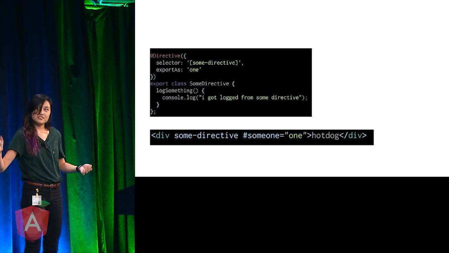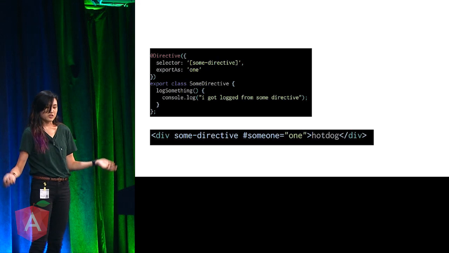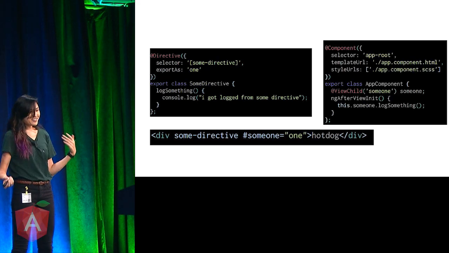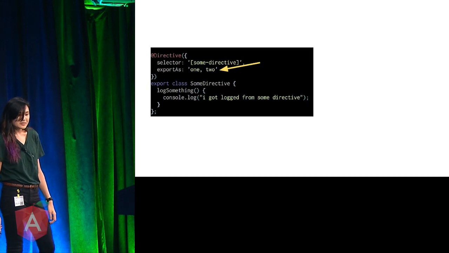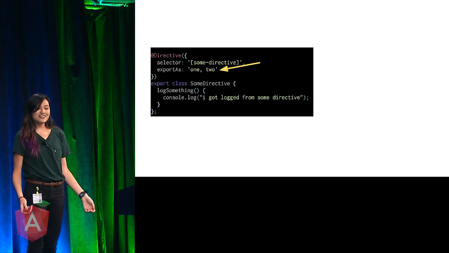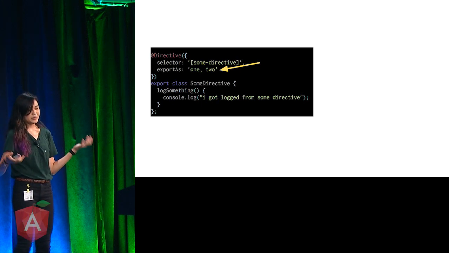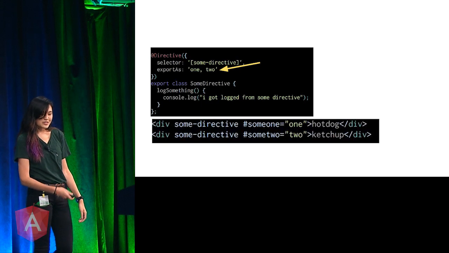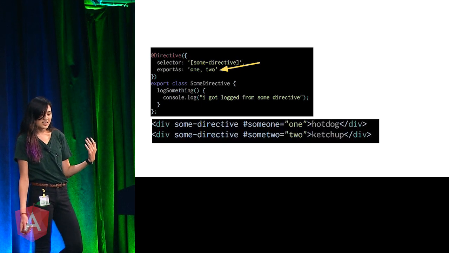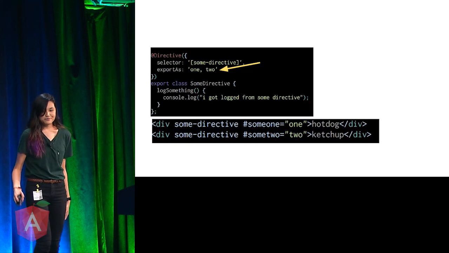You would attach some directive to this div and attach one to maybe someone. And then you can call the log something function, right? So the new thing is now you can export it as one or two, or just any two comma delimited names. So now it can be called by assigning one to someone or two to some two.